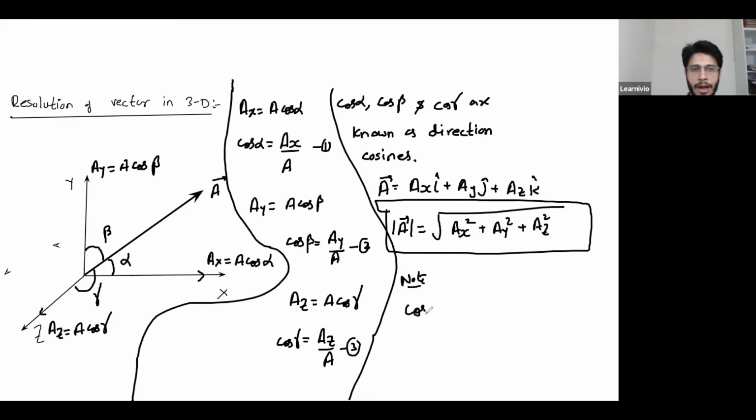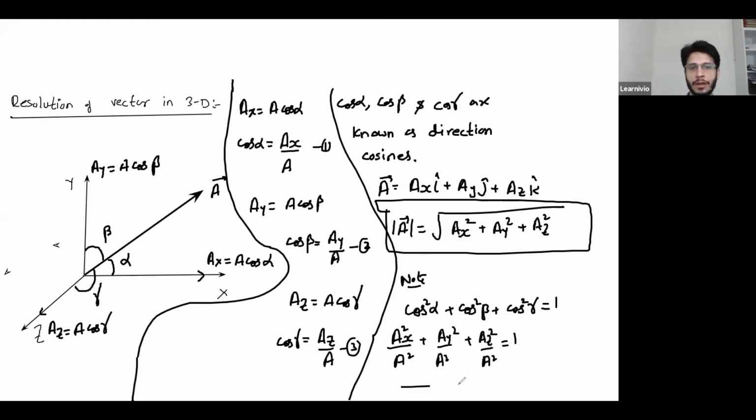There's one important thing. If I square and add these direction cosines, cos square alpha, cos square beta, and cos square gamma, it comes out to be 1. Simple calculation. Cos alpha is ax by a, so ax square by a square. Cos beta is ay by a, so ay square by a square. Cos gamma is az by a, so az square by a square. Taking a square as LCM, you are left with ax square plus ay square plus az square over a square, which comes out to be 1.